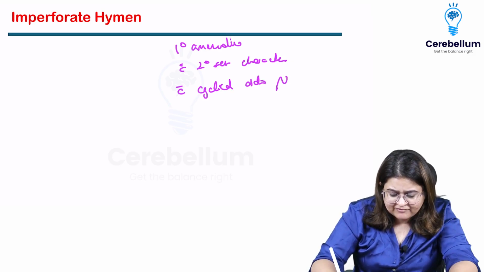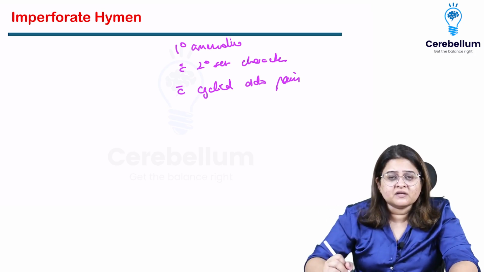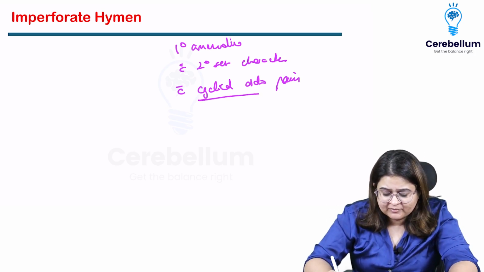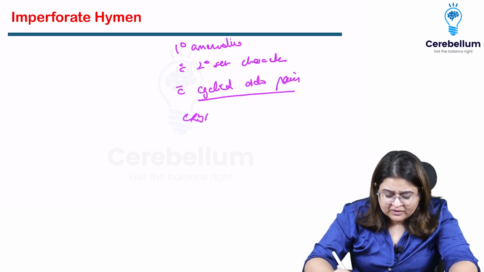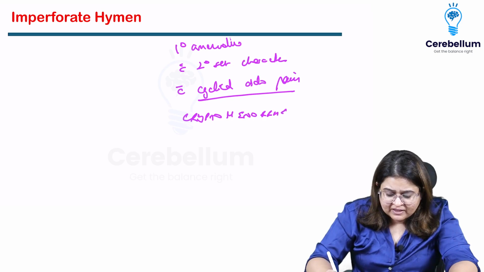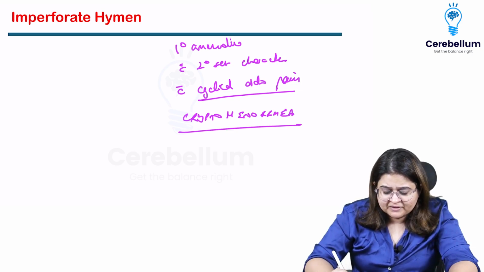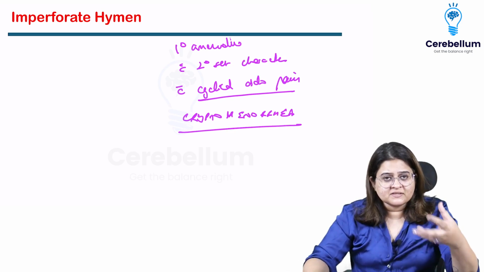That means she's having her period, but the blood can't come out. That's why she has cyclical abdominal pain. And this is called cryptomenorrhea. Crypt means hidden, and menorrhea, period. So hidden period is what is seen in her.